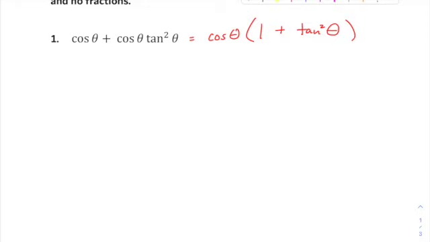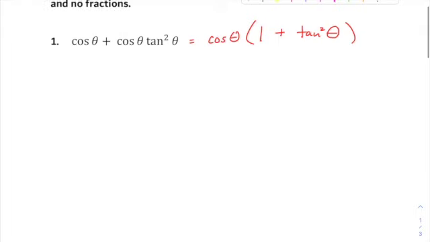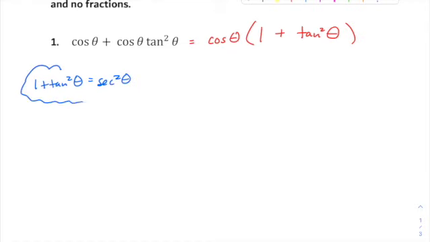So if I take out that cosine, I now have 1 plus tangent squared. And 1 plus tangent squared, that should look familiar to you. Like we've said, when you have a trig function that's squared, be thinking of those Pythagorean identities. And 1 plus tangent squared is equal to secant squared. That's an identity that we've learned. You should know it, or maybe you can refer to it. You at least know where to look.